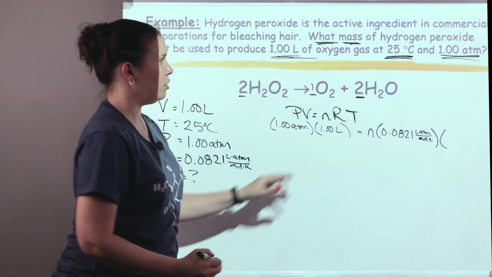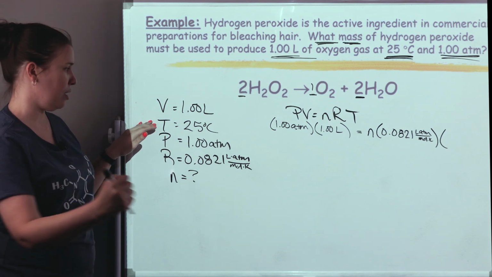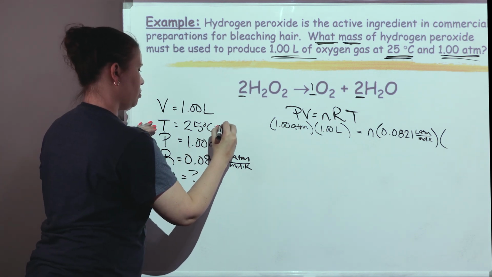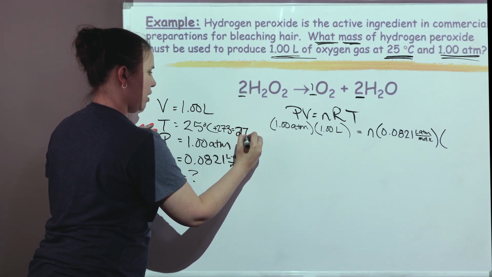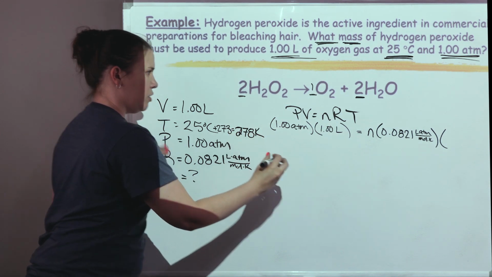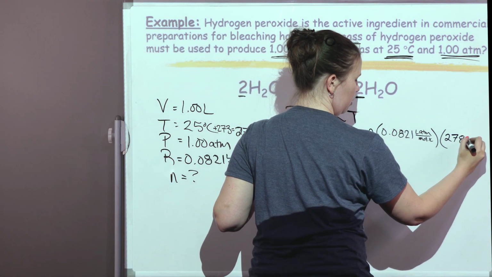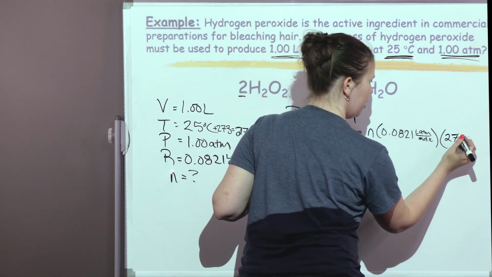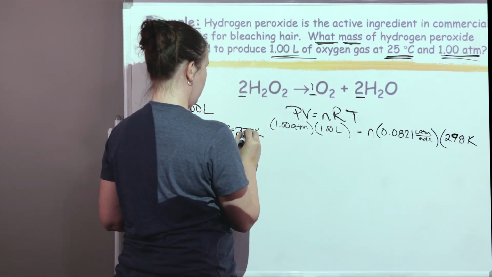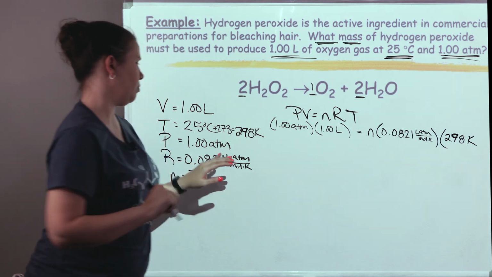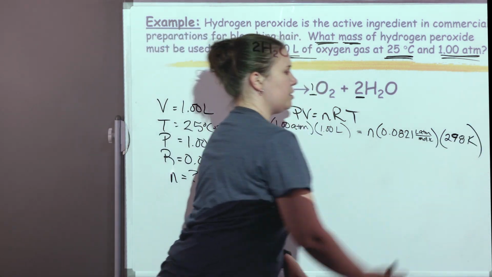And then the temperature, instead of plugging in as 25 degrees Celsius, you always have to convert to Kelvin. So probably should have done this first. 25 plus 273 Kelvin is 278 Kelvin. And that's what I'll plug in to my ideal gas law. Not 278, 298. Wow. 298 Kelvin. Sorry about that. Standard temperature for thermo, actually. 298 Kelvin. I'm going to plug that in on the side.